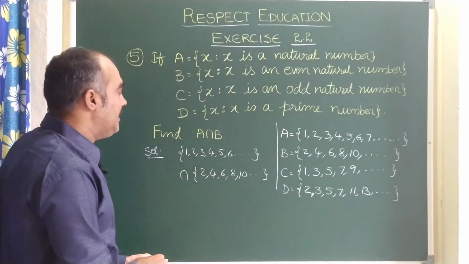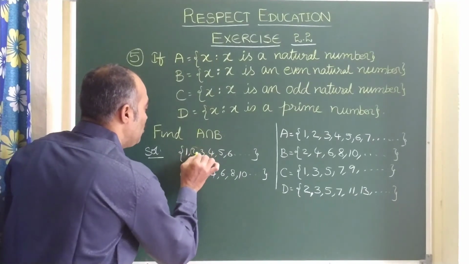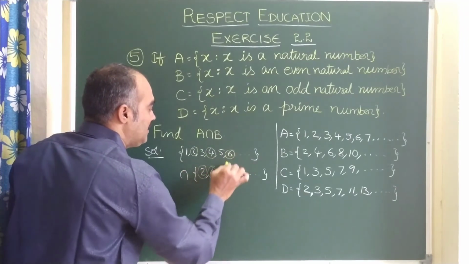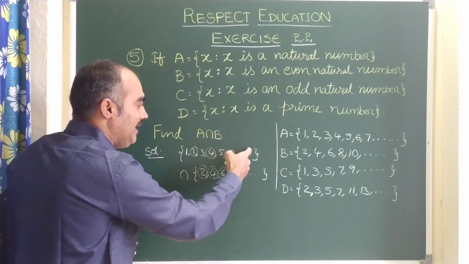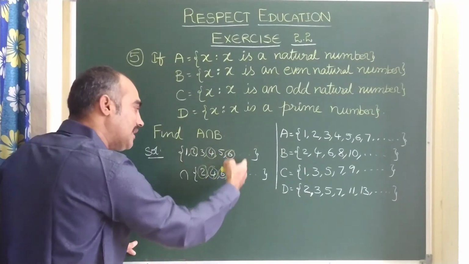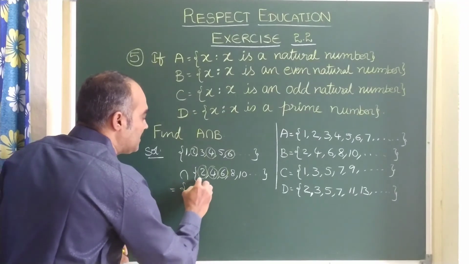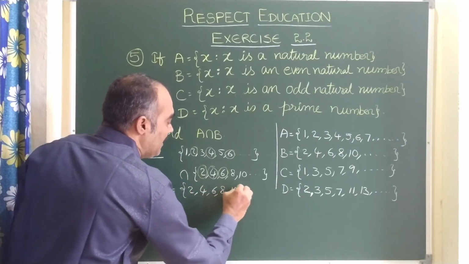As you know, children, intersection means common elements. So here 2 is common, 4 is common, 6 is common, like that. Here 8 also will come, and same way 10 also comes. So when you take the intersection, what do you get here, children? 2, 4, 6, 8, 10, and so on.